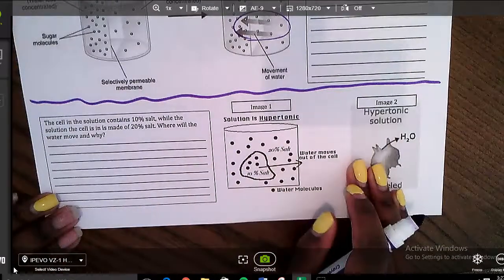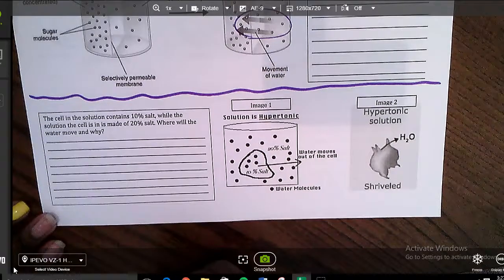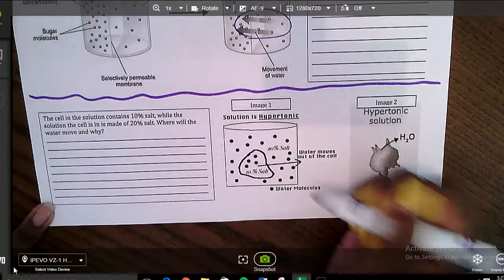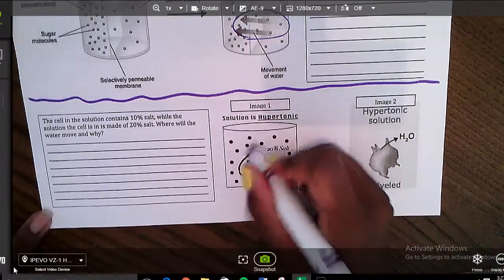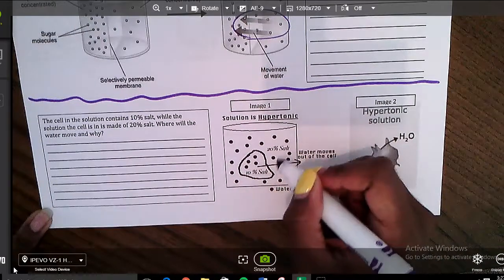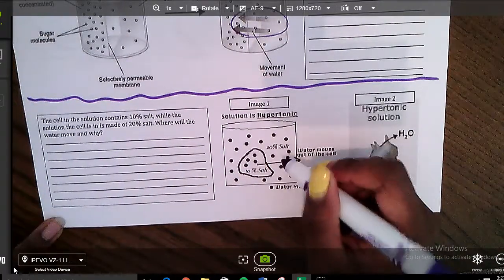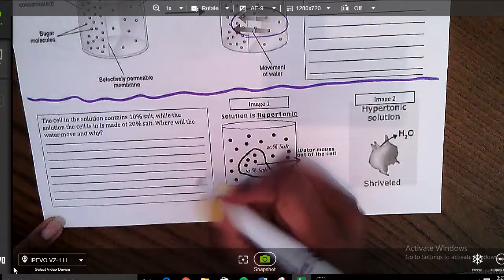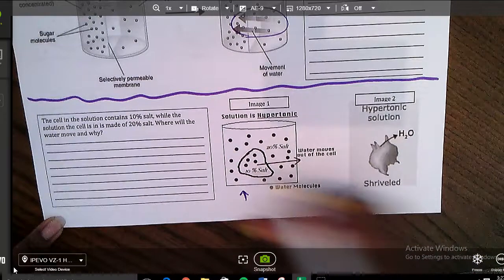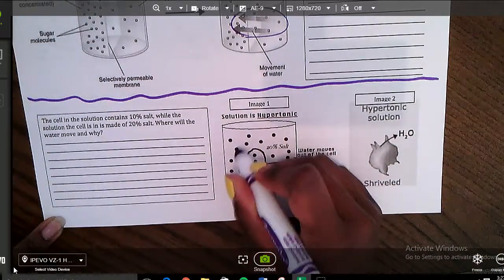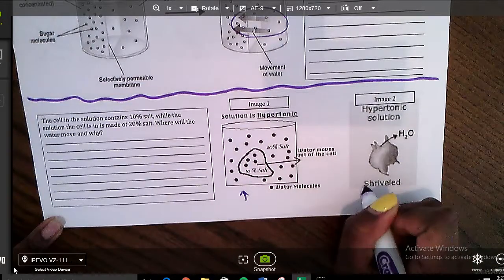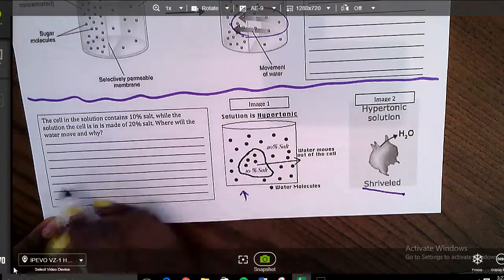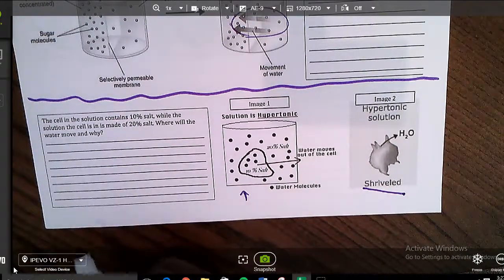Then you're going to look down at the bottom, and now it's time for the real world scenarios. If there's a cell in our bloodstream right now, like there really are, and our cell contains 10% salt, but the water outside of our cells contains 20% salt, where will the water move and why? This is an image of that 10% salt inside our cell, 20% salt outside, and this is what the cell looks like once this movement happens. So all you're doing is explaining in words what you see here. Go ahead and take 3 minutes to get that down.